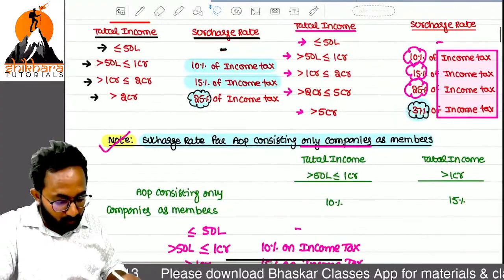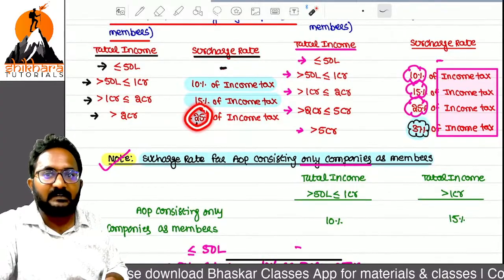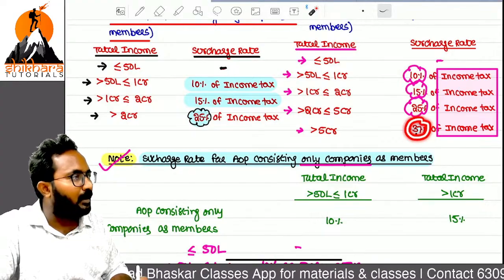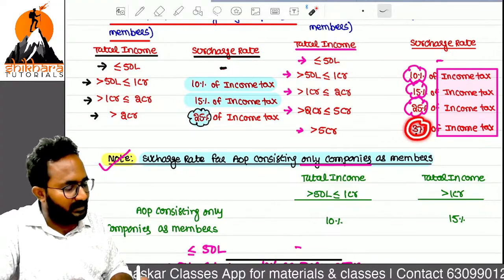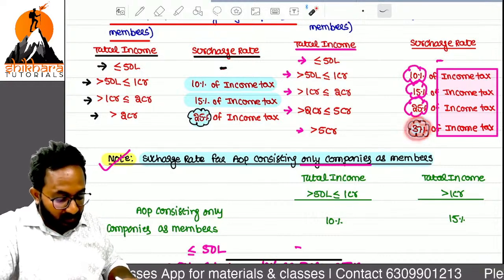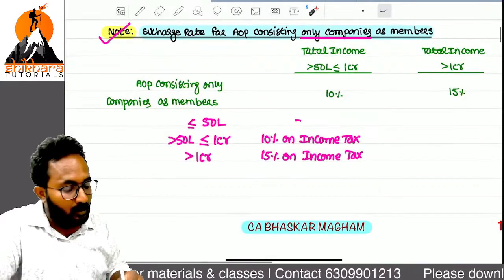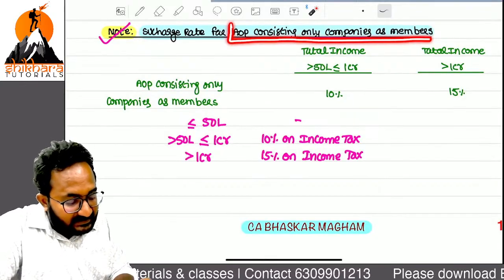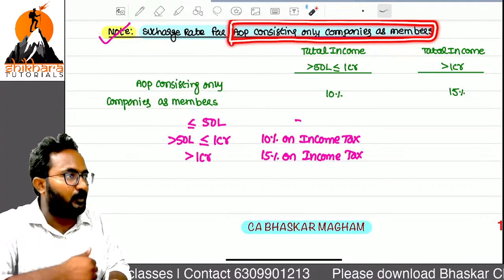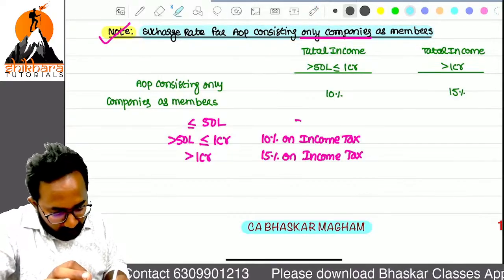If you follow the default tax regime, what is the maximum surcharge rate? 25. If you are following the old regime, or optional, or normal tax rate, what is the maximum surcharge rate? 37. If you follow any regime, for companies and members in AOP, either old or new, what is the maximum surcharge rate?